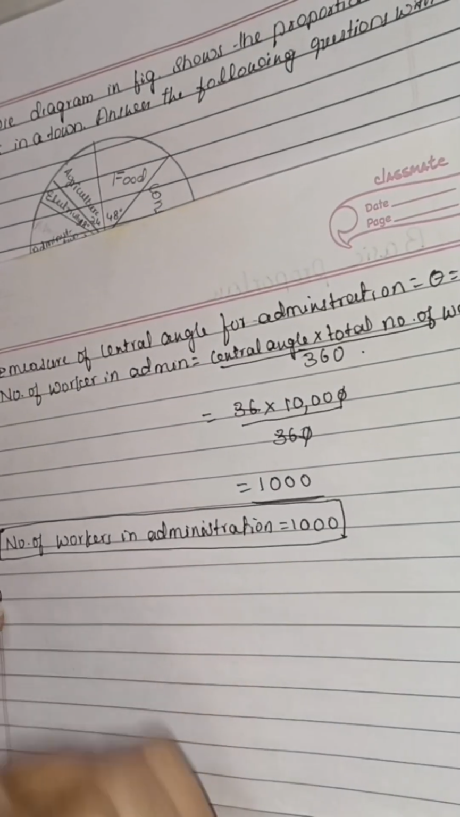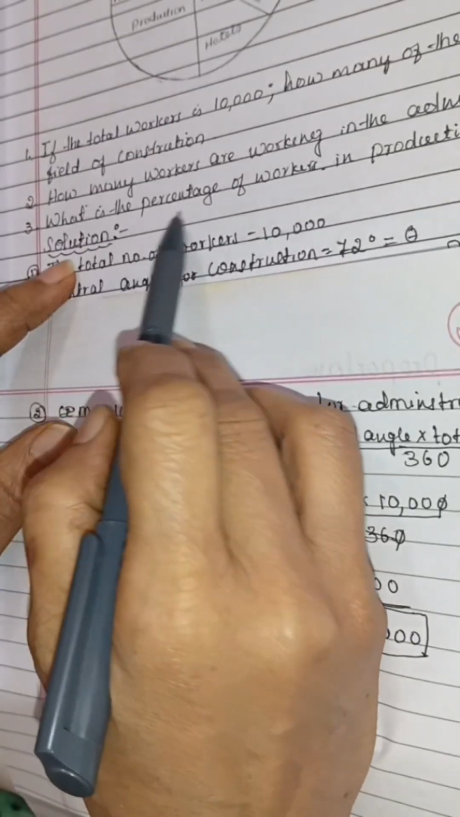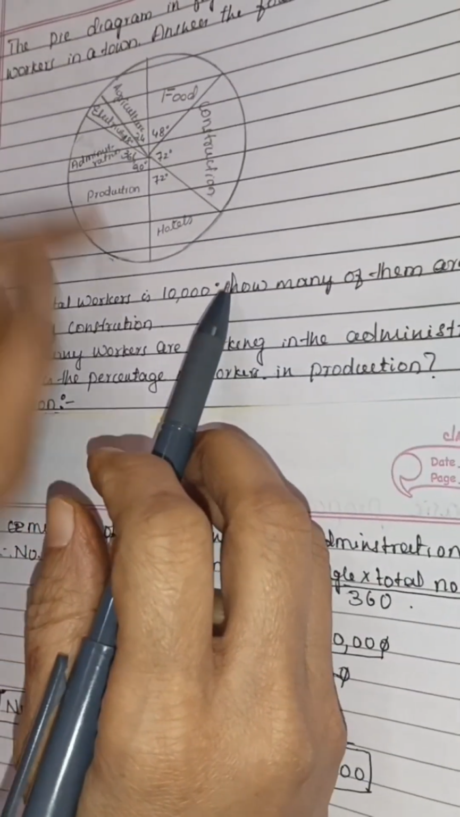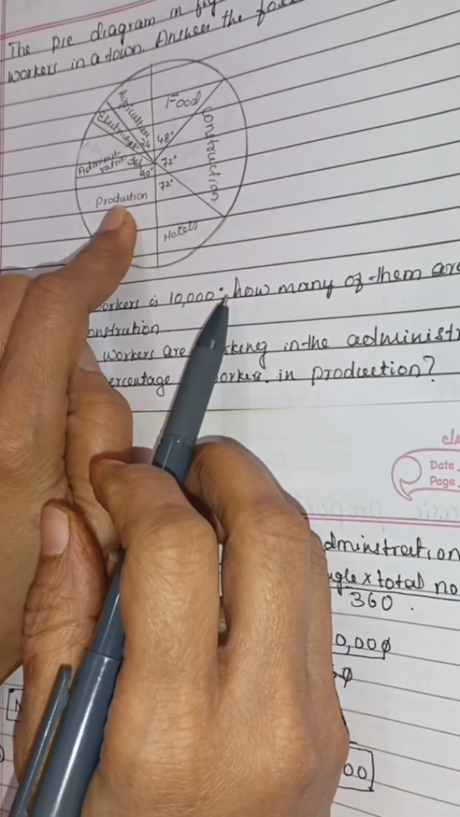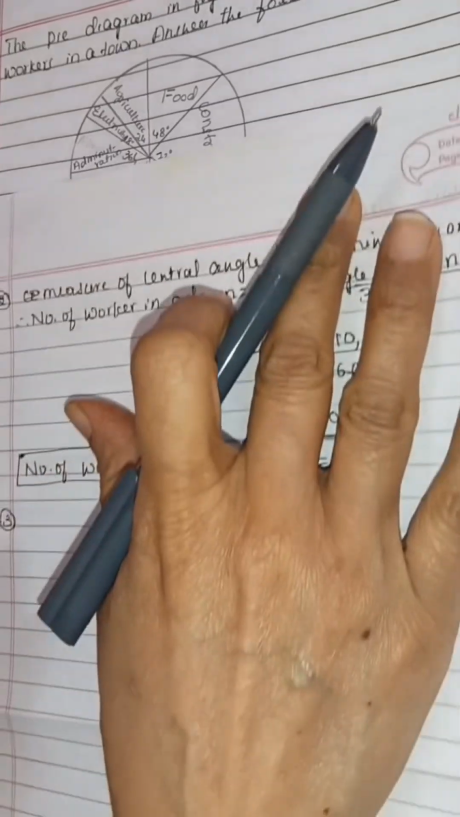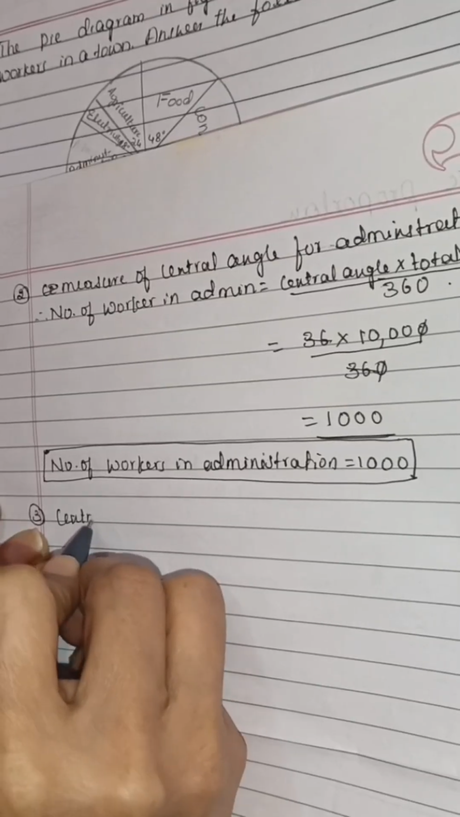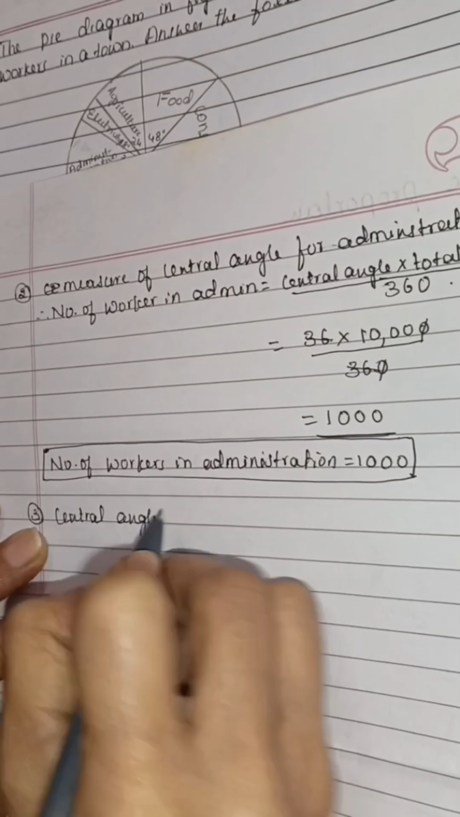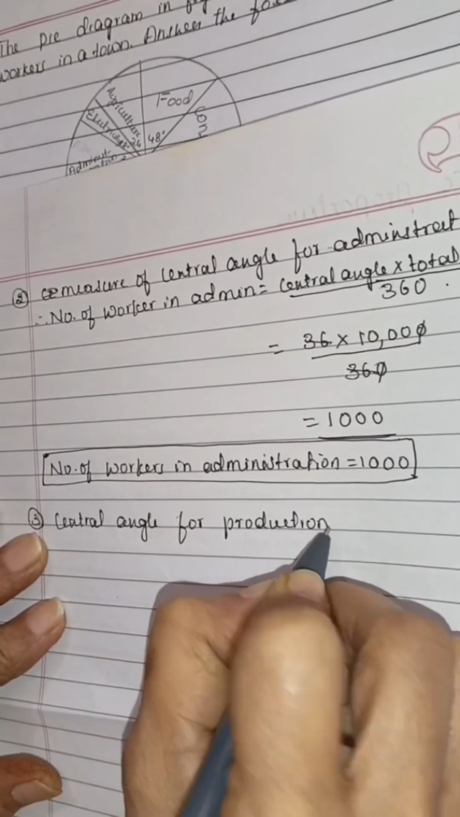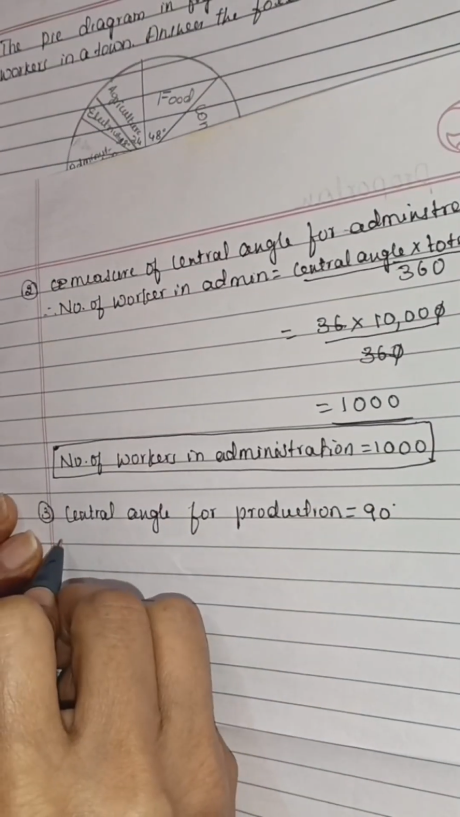Now, the third question. What is the percentage of workers in production? Here we have to find a percentage. See here it's the production, the central angle is 90 degree. In the same way, we have to find out the number of workers in production. Therefore, we'll write the central angle for production, that is 90 degree.